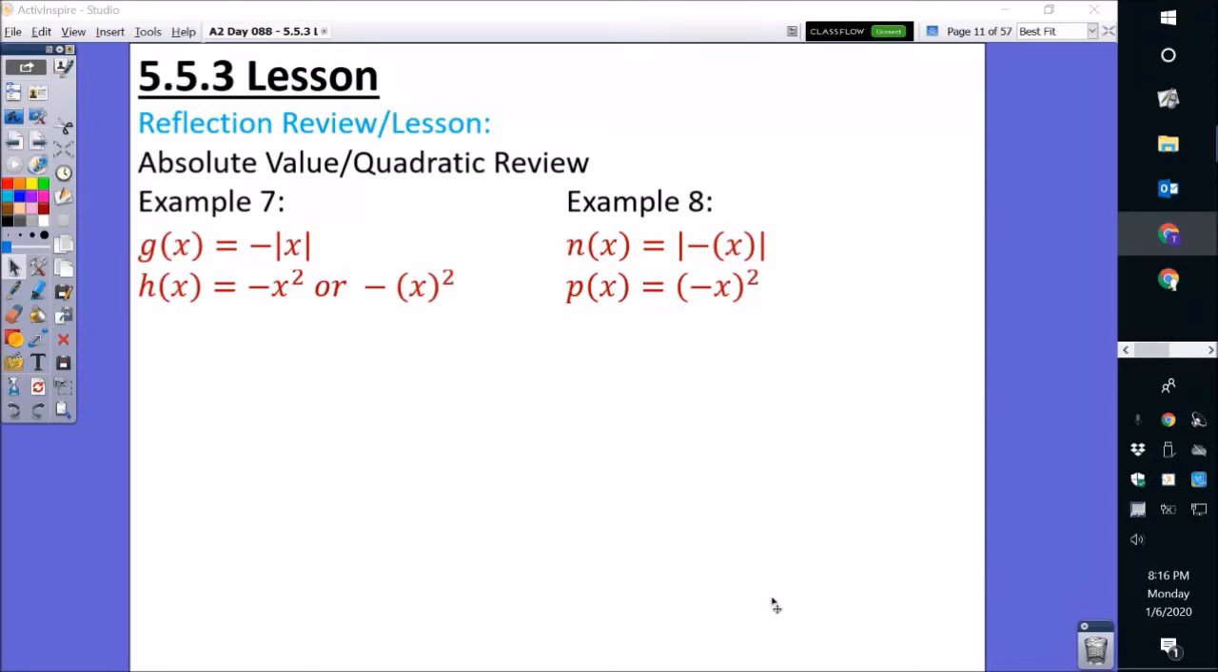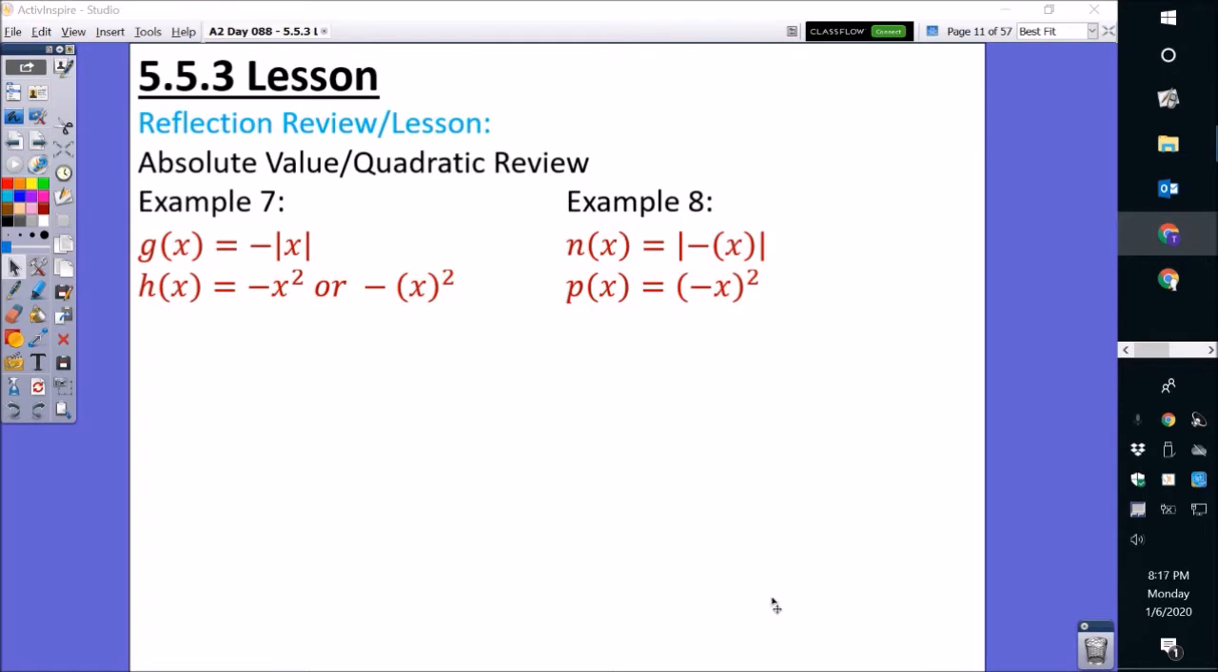In this section, we're going to go over reflection. And as I stated before, if you remember the rules for absolute value and quadratic, it will be pretty much the same rules for cubic function. So let's do a little review from absolute value and quadratic.